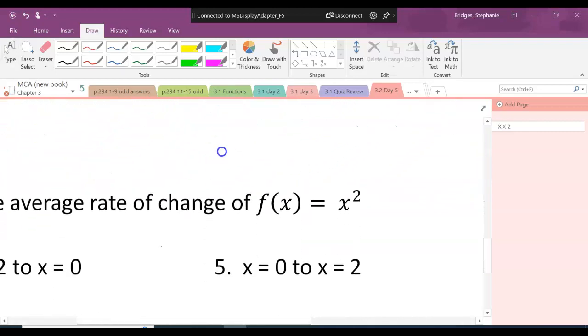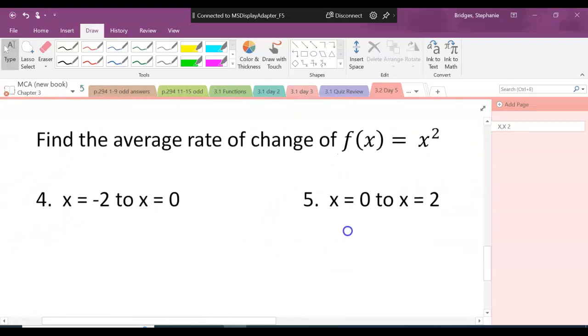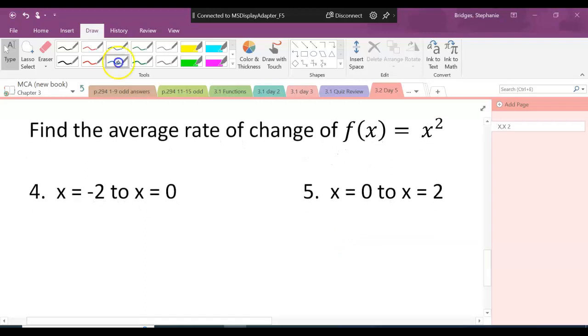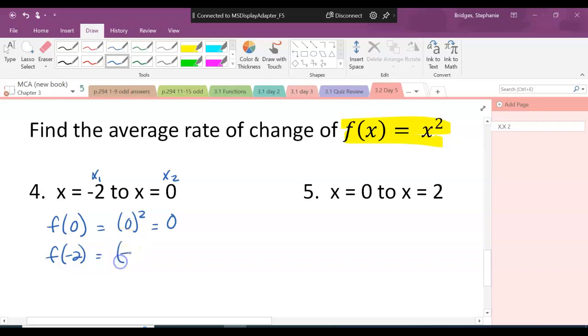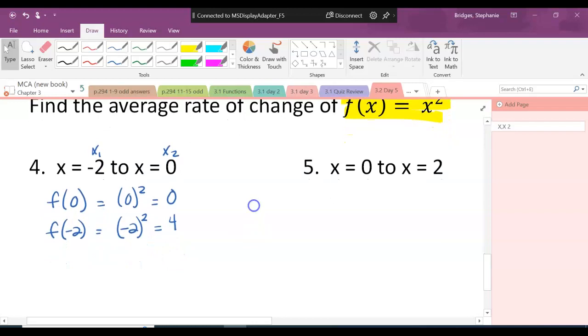All right, new function. I want you to try both of those. All right, so our new function is up here. f of x is equal to x squared. So that's what we're going to be plugging into. This is my x1. This is my x2. So I'm going to find f of my second x first. What's 0 squared? 0. And then I'm going to find the first one. What's negative 2 squared? 4. Okay. So we're going to go the f of x2, 0, minus f of x1, which is 4.